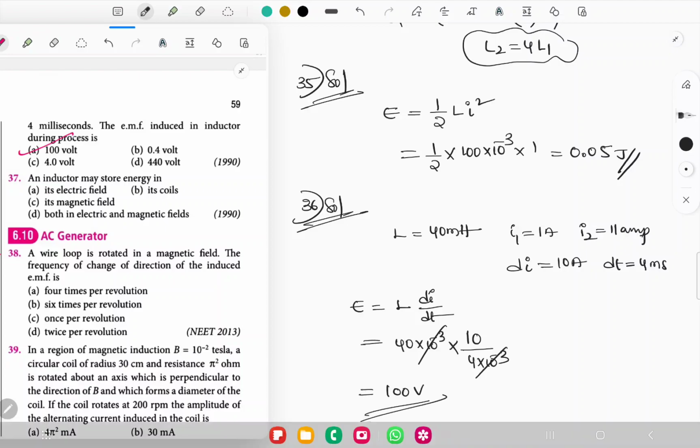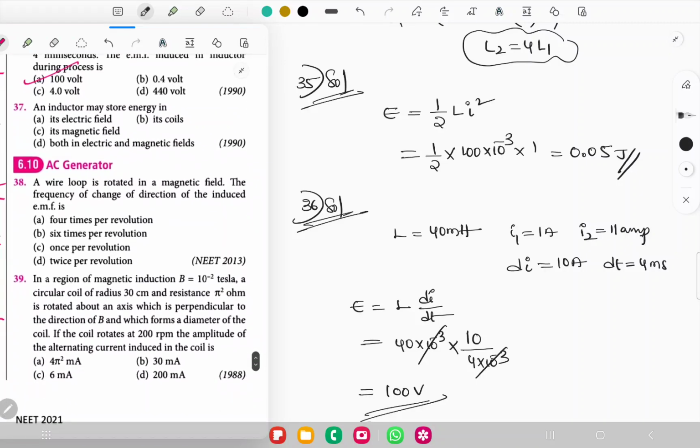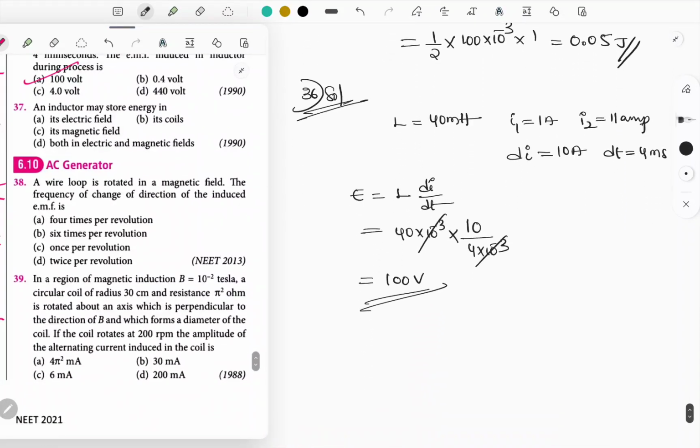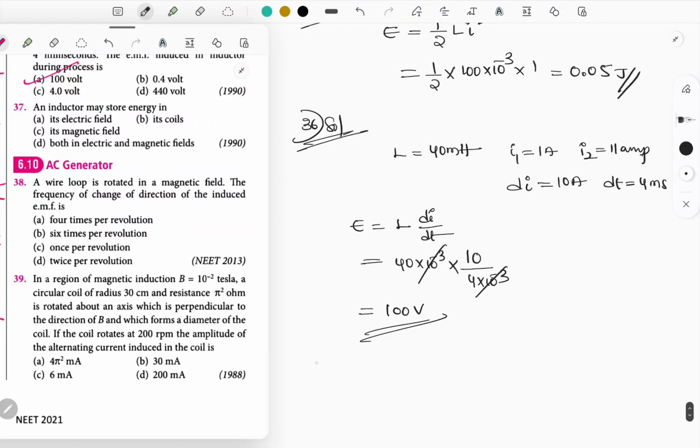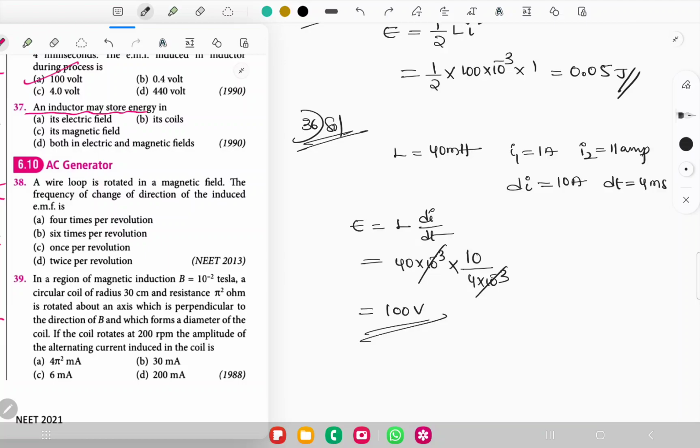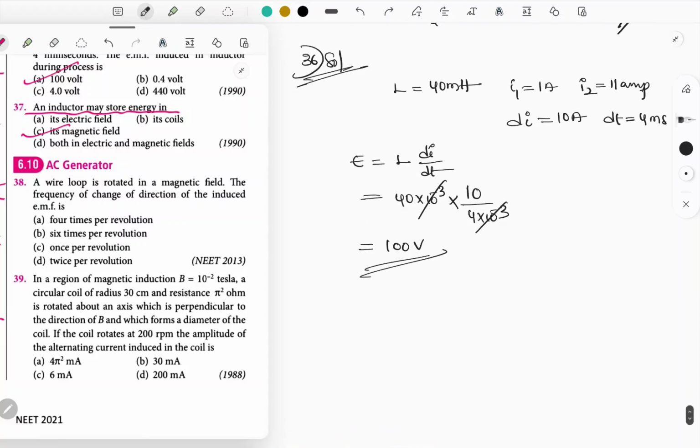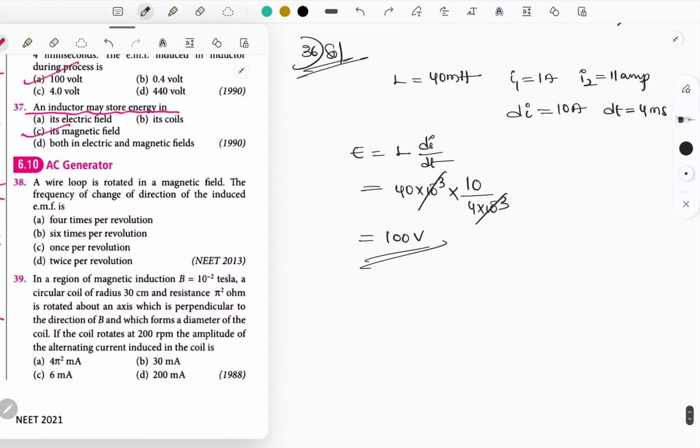Which option? Option A is correct for question number 36. Got it? Next, for question number 37. 37 is a theory question directly. An inductor may store energy in the form of magnetic field. Option C is correct. Inductor stores energy in the form of magnetic field, whereas capacitor stores energy in the form of electric field. Got it?